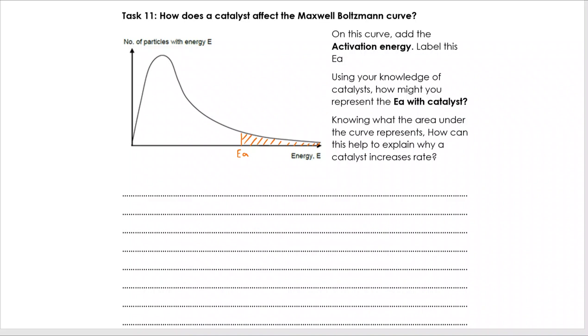But if I were to write out or draw onto here the activation energy with a catalyst, we know that the catalyst lowers the activation energy. So I'm going to shift it to the left, and you can see my EA cat. And all of a sudden, I've got all of these extra particles who now have energy equal to or greater than the activation energy. So all of these will now have collisions that result in a reaction, whereas previously it was only these that would have done that.